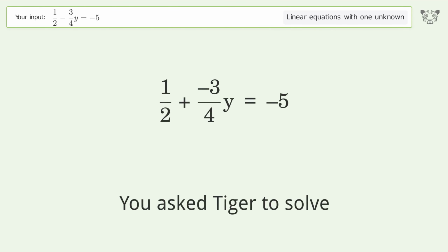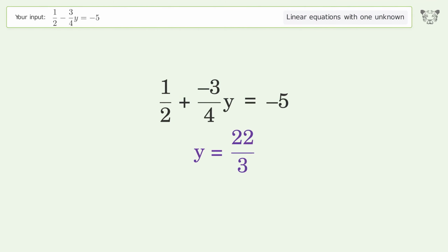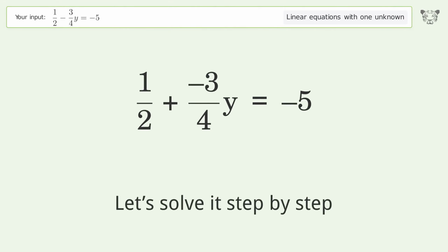You ask Tiger to solve. This deals with linear equations with one unknown. The final result is y equals 22/3. Let's solve it step by step.